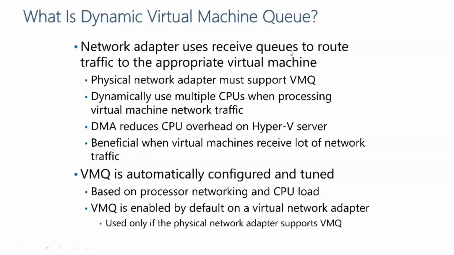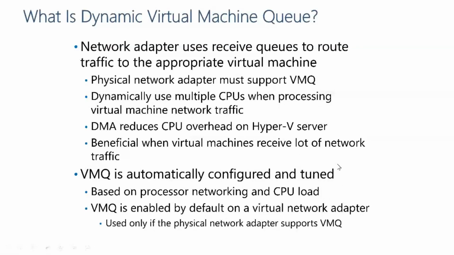So network adapters receive queues to route traffic to appropriate virtual machines. They have all these requests coming in and requests going out, but they put them in queues. Again, this is a physical network card, which must support this VMQ feature. It dynamically uses multiple CPUs when processing the virtual machine traffic, and the direct memory access reduces the CPU overhead on the Hyper-V server. That direct memory access means the virtual machines can access the card directly. It's beneficial when virtual machines receive a lot of traffic.